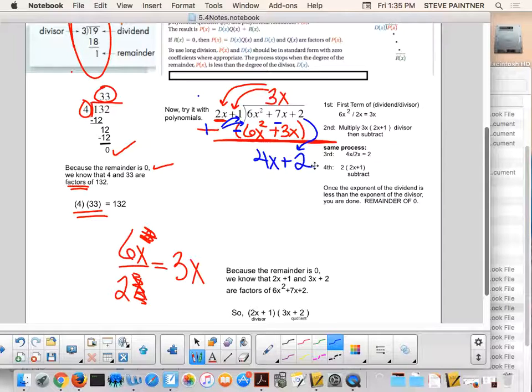Just bring down the next number and start over. Division is just the same process over and over until you get to your remainder. Okay? Now you look at the first term, 4x. You divide it by the first term, 2x. Just do a quick division. What's the answer? 2. So 2 goes above the constant 2. Okay? And now what do you do? Multiply. 2 times 2x is 4x. 2 times 1 is 2.